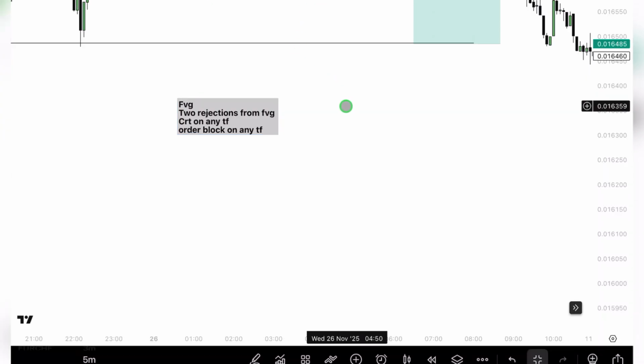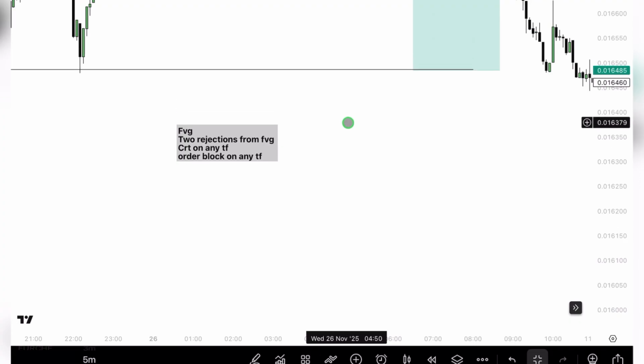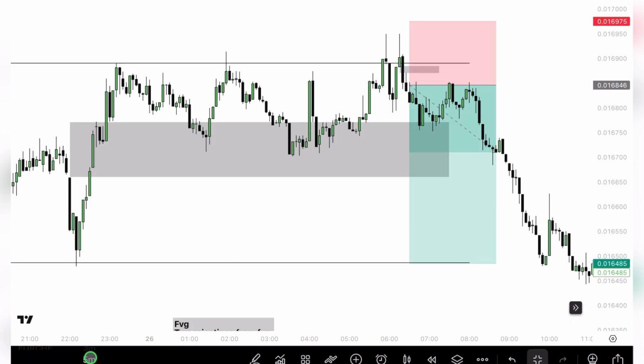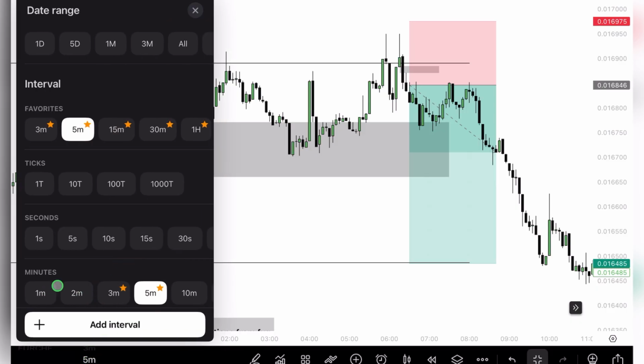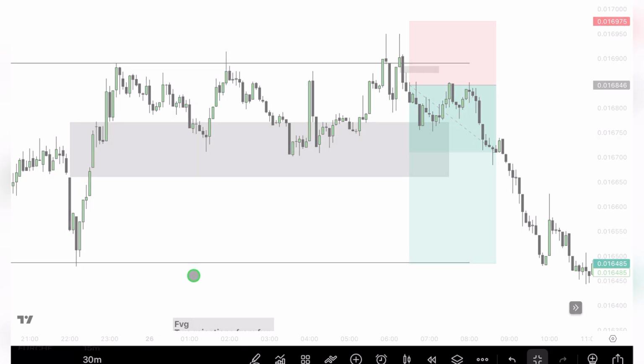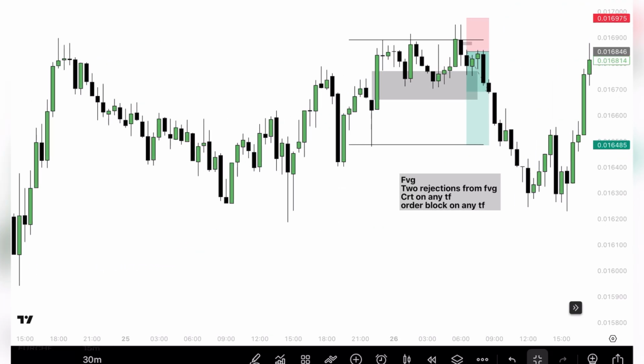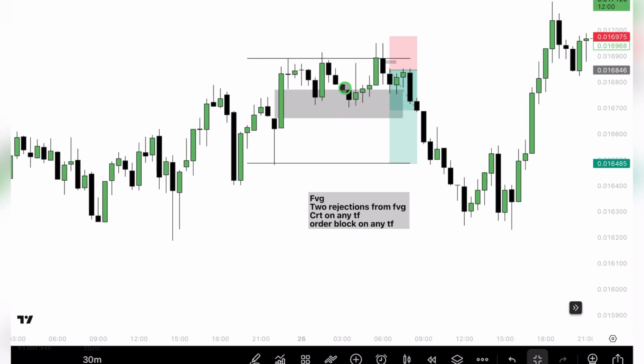So you don't have to look for CRT when you open your chart. First, you have to look for a fair value gap, okay? Let's suppose you are on the 30-minute time frame. Let's suppose I open this chart. Let me shift to 30-minute. So I opened this chart on 30-minute. I don't have to look for any CRT yet. I have to look for some fair value gaps, and then I will see if my desired structure forms.